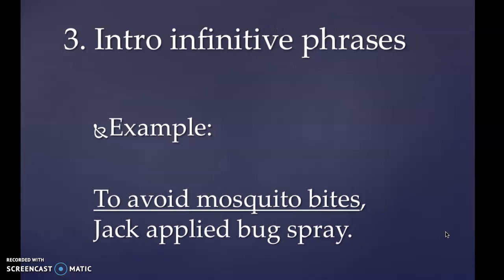Number 3, speaking of infinitives, when you have an introductory infinitive phrase, you need to use a comma after it. So, for example, to avoid mosquito bites, comma, Jack applied bug spray. You have to put that comma after the introductory infinitive phrase.